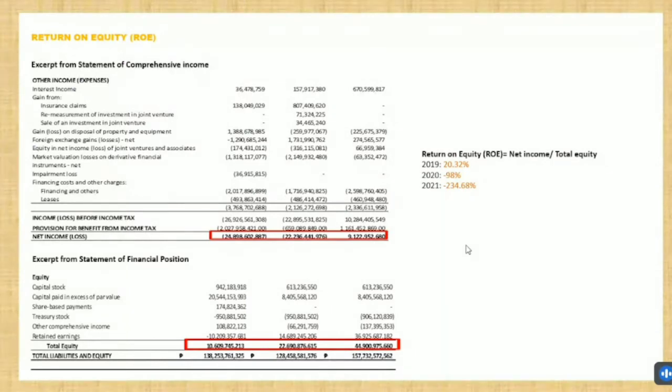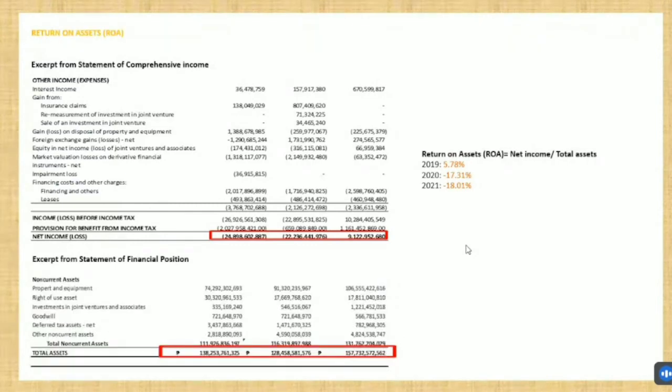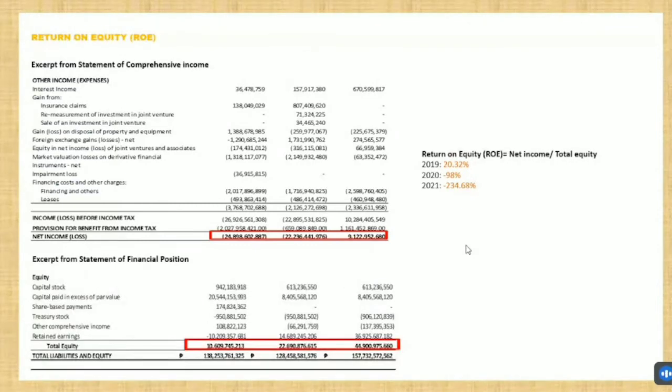Sa ROE naman, from positive 20.32% in 2019 to negative 98% in 2020 to negative 234.68% in 2021, which means that yung investment ay hindi talaga nag-perform good in 2020 and the company wasn't able to generate high income from equity available to it.